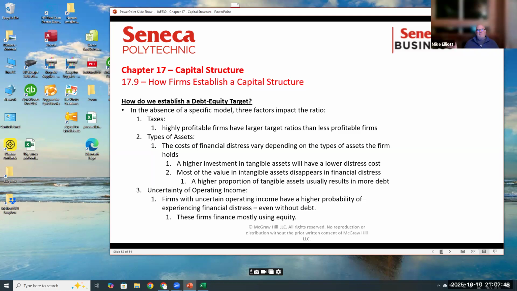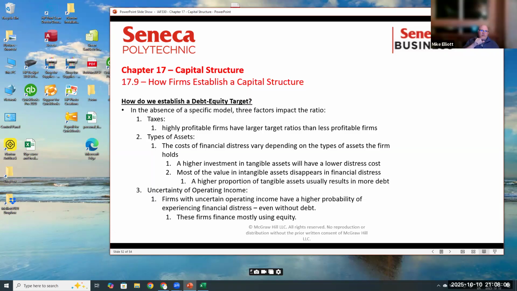If I have to liquidate my firm because I'm going bankrupt, nobody cares that I've got goodwill. Can't sell it. A higher proportion of tangible assets usually results in more debt.